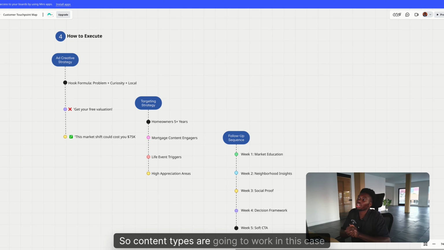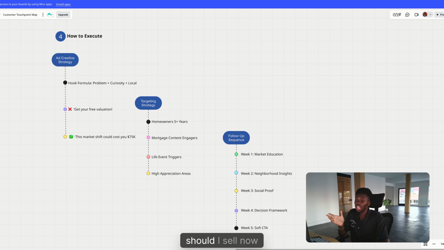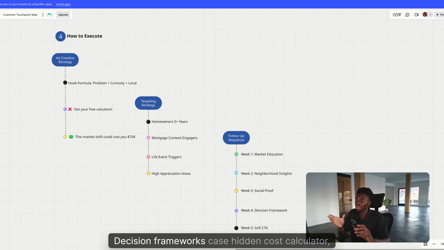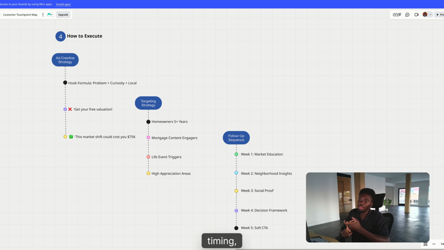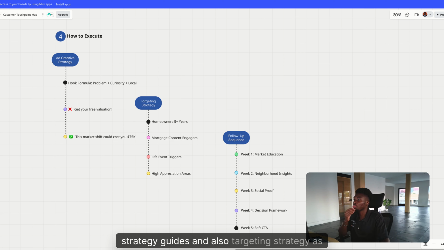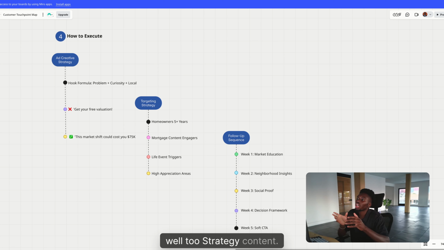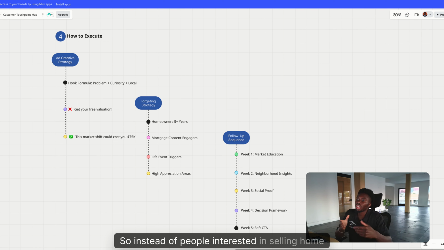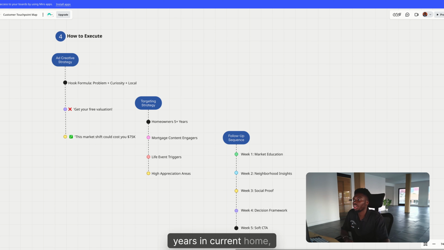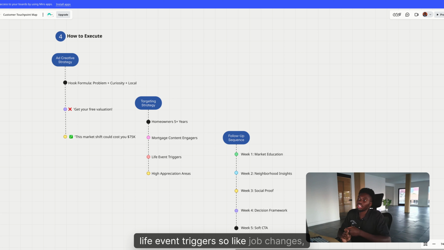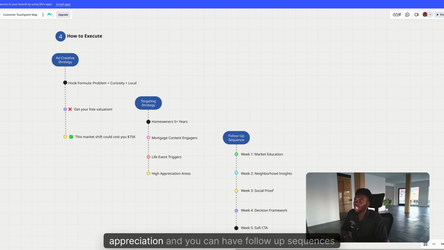The content types that are going to work in this case are market trend breakdowns, neighborhood spotlights, should-I-sell-now decision frameworks, hidden cost calculators, timing strategy guides, and also targeting strategy content. So instead of targeting people interested in selling a home, you could target homeowners five or more years in their current home, people who engage with mortgage content, life event triggers like job changes and family growth, and specific neighborhoods with high appreciation. And you can have follow-up sequences embedded in place.